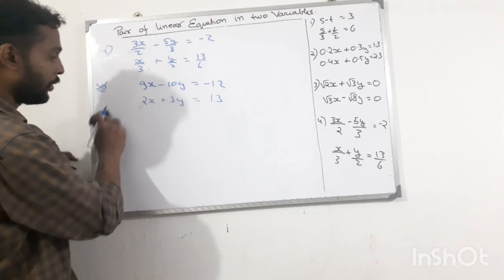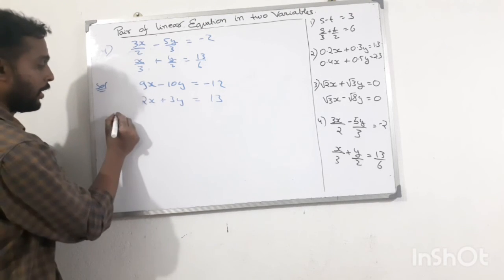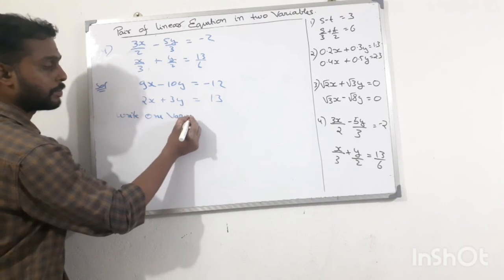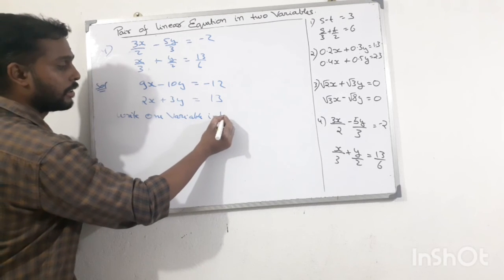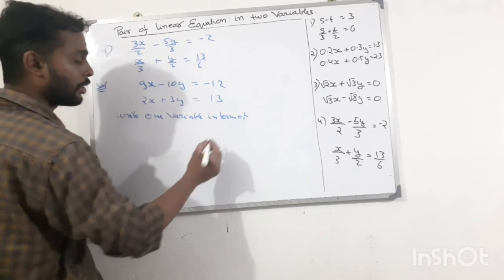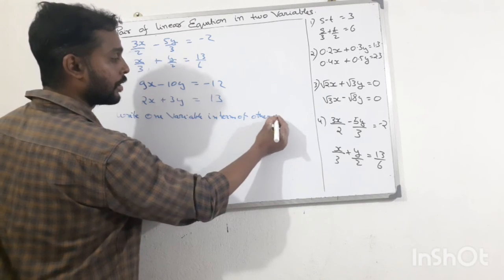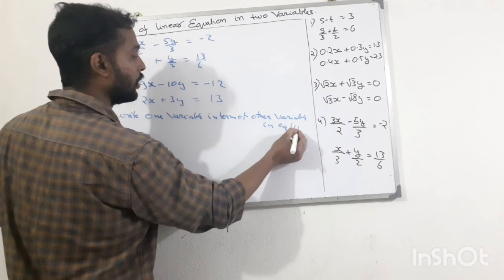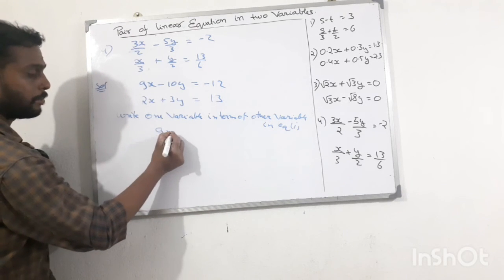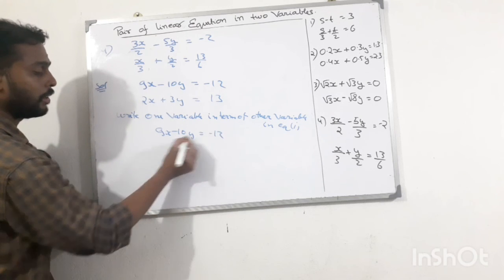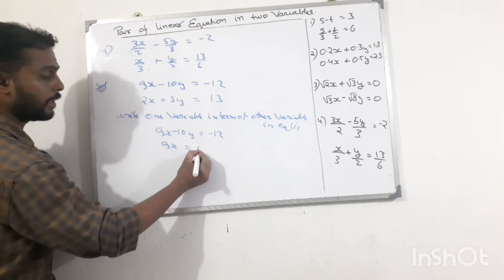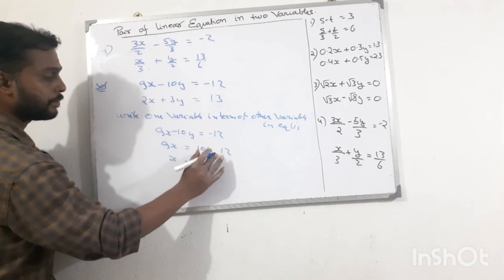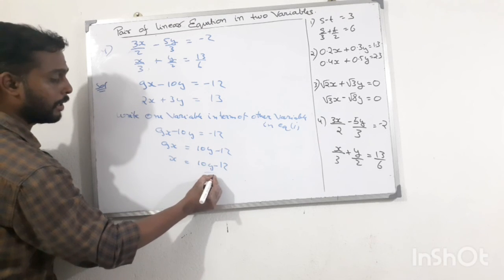So we follow the same method, right? Write one variable in terms of the other variable in equation 1. So we got 9x minus 10y is equal to minus 12. So 9x is equal to 10y minus 12. So x is equal to 10y minus 12 divided by 9.